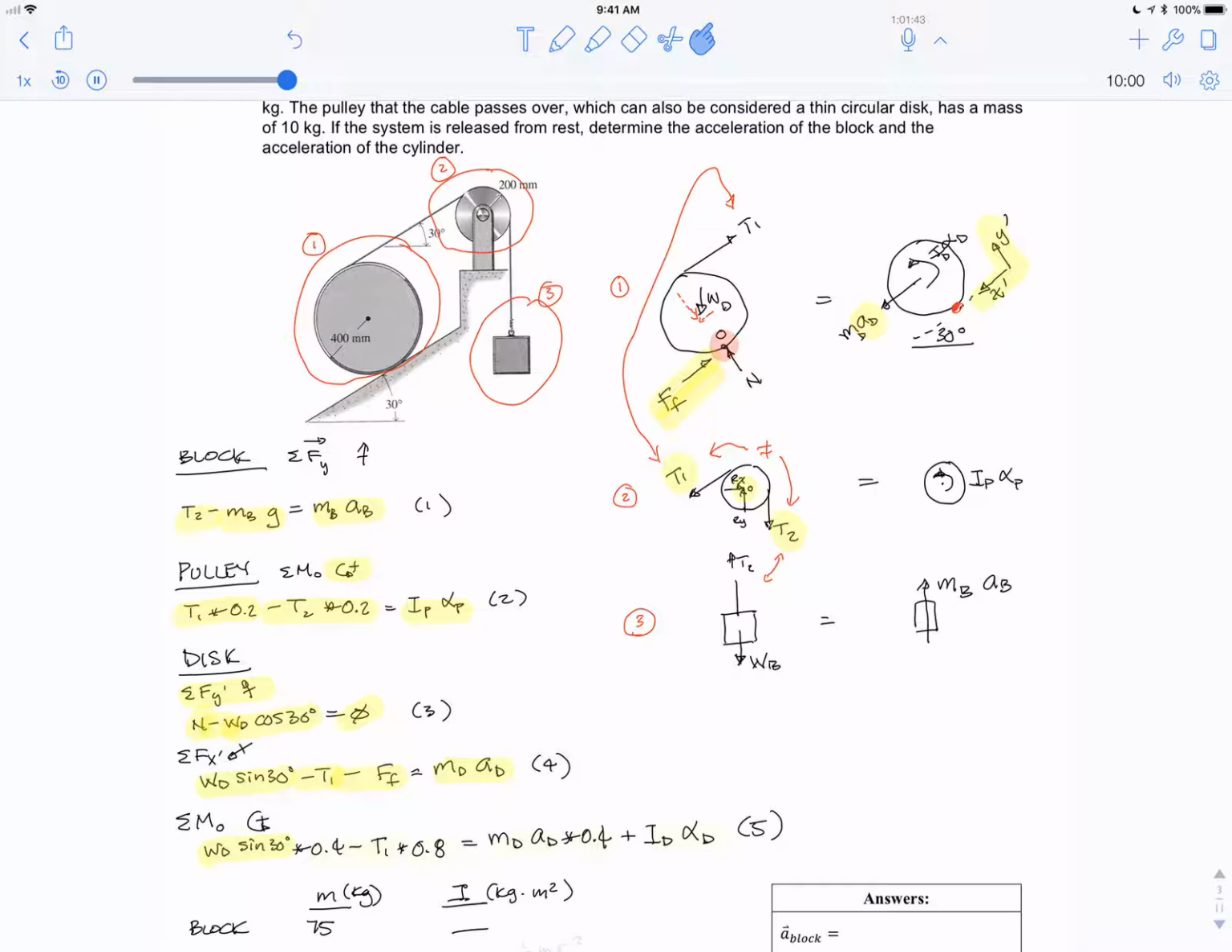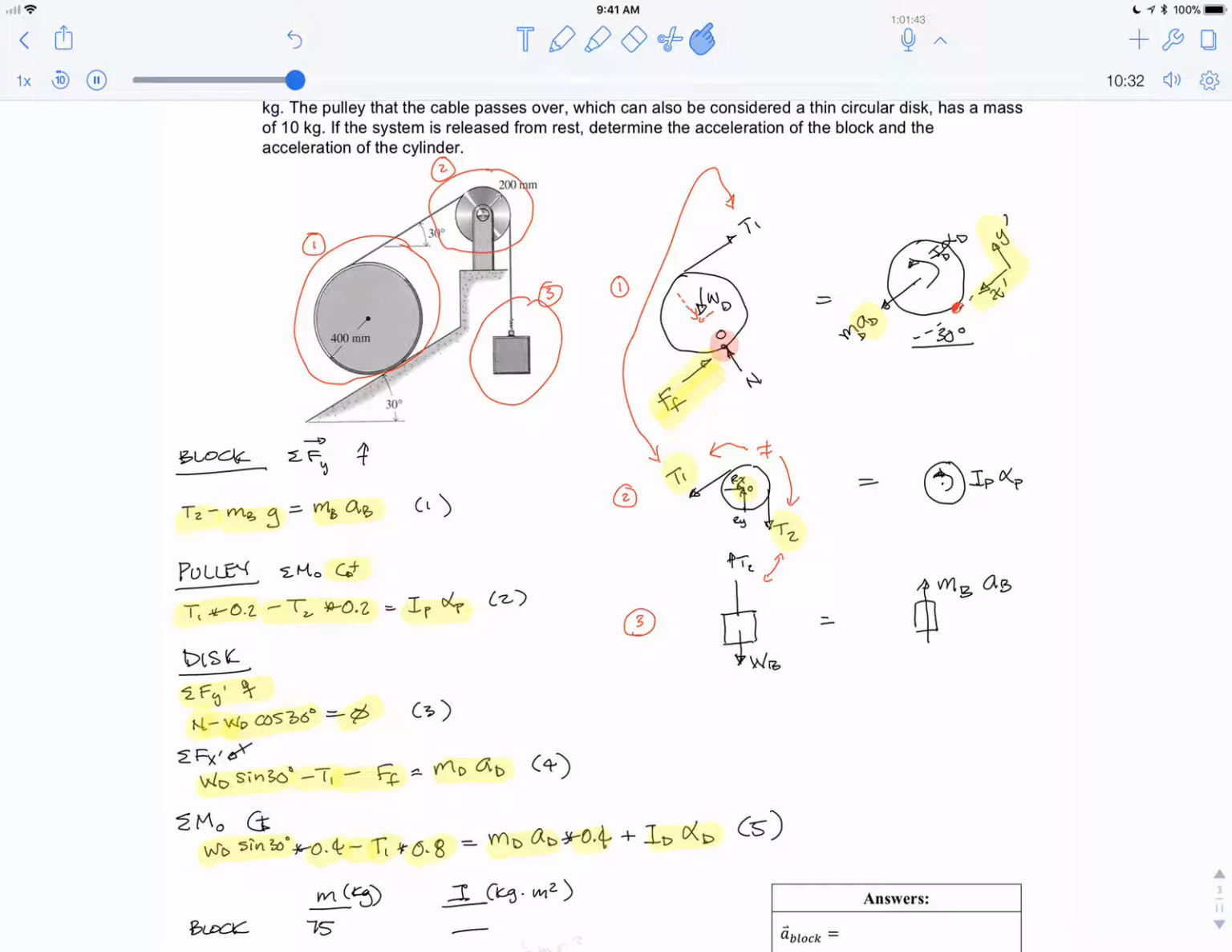So that's WD times sine 30, the X prime component of the weight. It has a moment arm of 0.4, and it's going counterclockwise about O, so it's positive. The rope has a tension T1, and its moment arm is the diameter, which is 0.8, and that's going counterclockwise, so negative. On the right-hand side, taking moments about the bottom, you have the mass times acceleration with a moment arm of the radius, 0.4, and you also just have the I alpha as a moment.